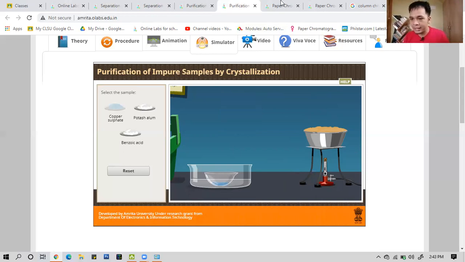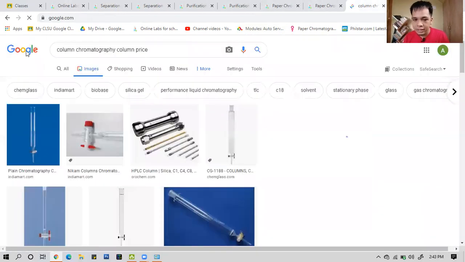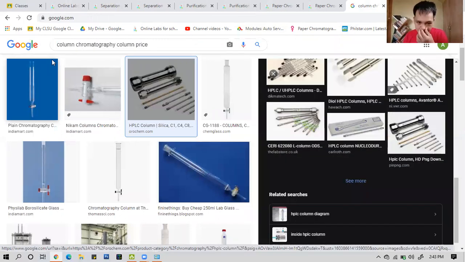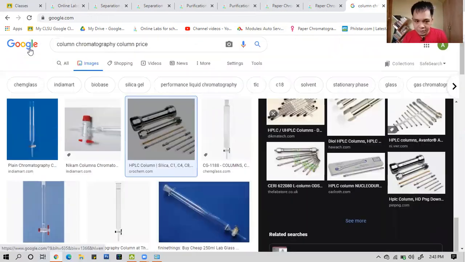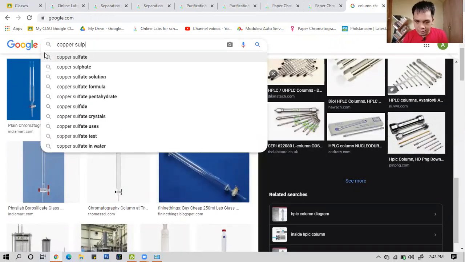So, bakit ba natin kailangan ng crystallization process? Kasi nga, ang ating copper sulfate, okay, copper sulfate, ita-type ko lang, sorry. Copper sulfate, guys, is, dapat pala, ni-ready ko na.